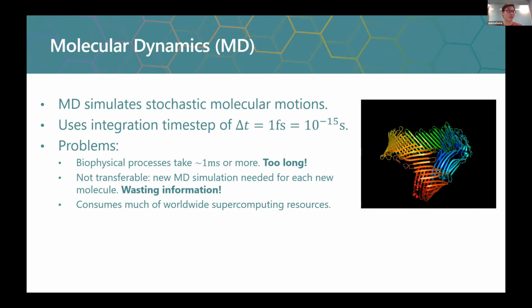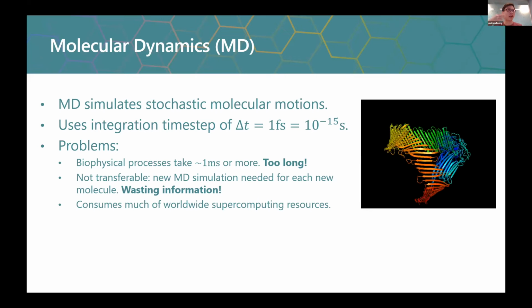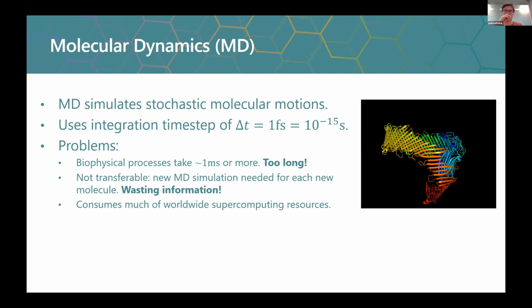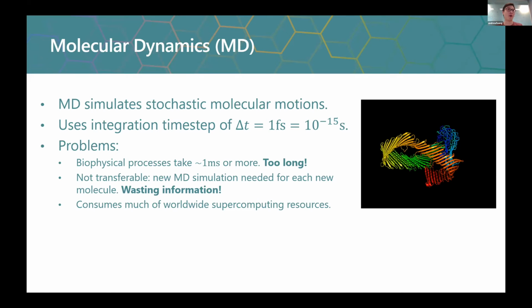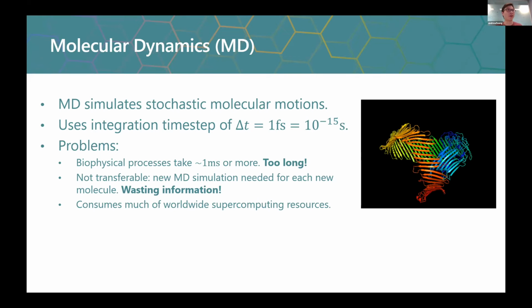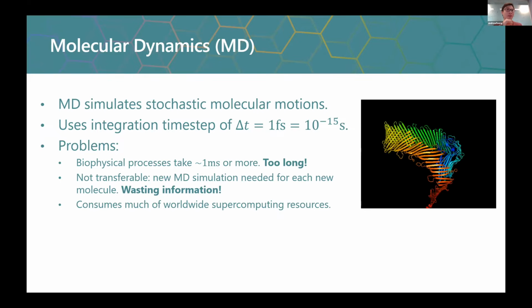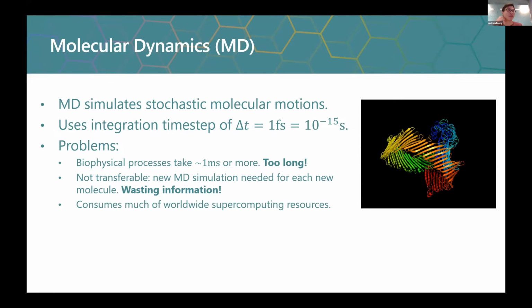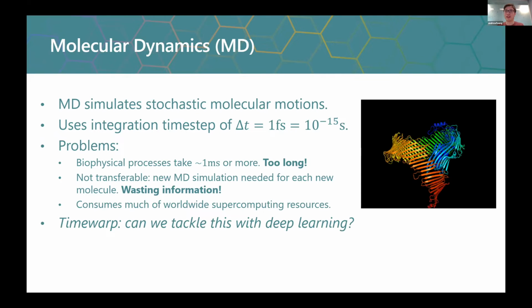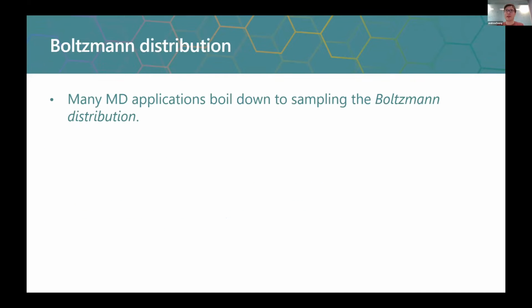Secondly, we're not transferring information with this approach. So every time you do a new MD simulation with the same force field, it's as if you are running the first MD simulation ever made. You forget everything you've learned in the 100 other MD simulations you've run and all the compute you poured into that, and you run a brand new thing. So you're not transferring what you know. And in a machine learning sense, you're kind of wasting information. You're not exploiting the data you generated previously. And because of this, well, partly because of this, MD simulations consume much of the worldwide supercomputing resources. The question we want to ask with Timewarp is, can we tackle some of these problems with a deep learning approach?